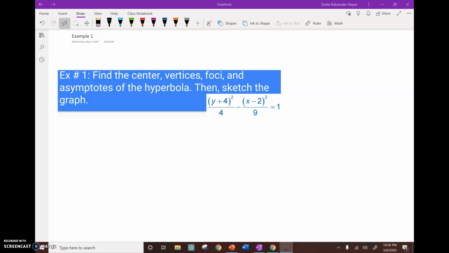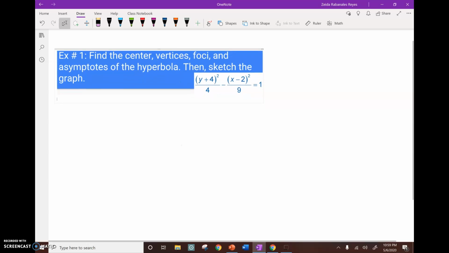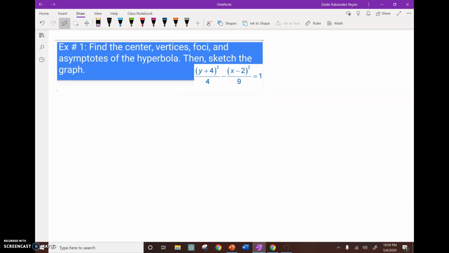Alright guys, this is example 1. We're going to find the center, vertices, foci, and asymptotes of the hyperbola, and then we're going to be able to sketch the graph. So, there's our equation. Step 1 would be to find the center.